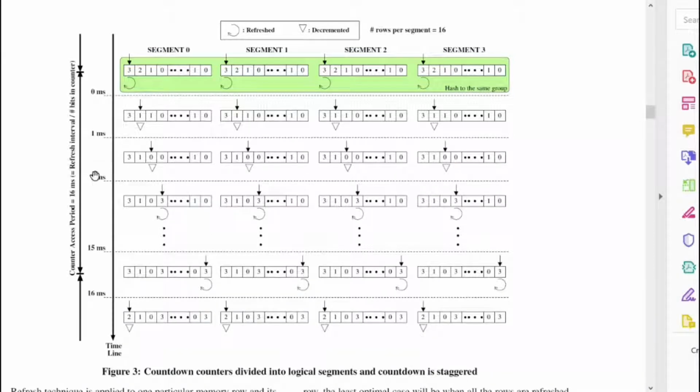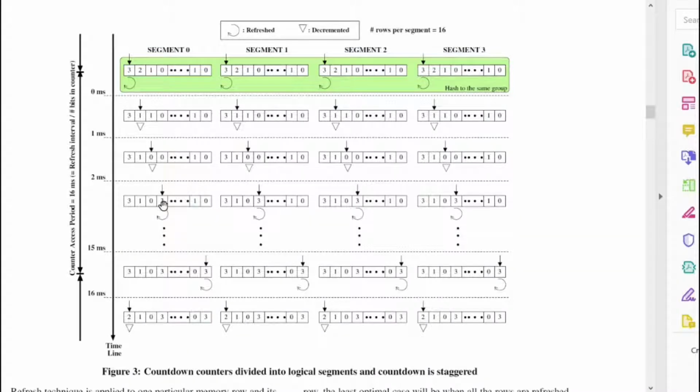So now after 2 milliseconds, the fourth counter will be accessed. In the fourth counter, the value here is already 0. So since the value is already 0, after 2 milliseconds the corresponding row of this counter must be refreshed, and the value must be reset to 3. And this way it will continue.